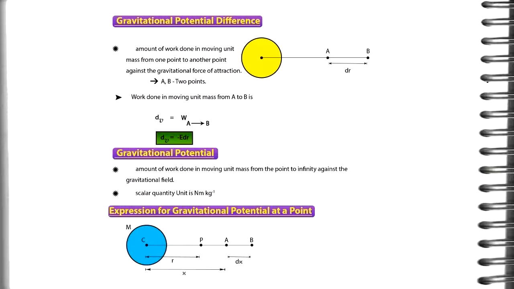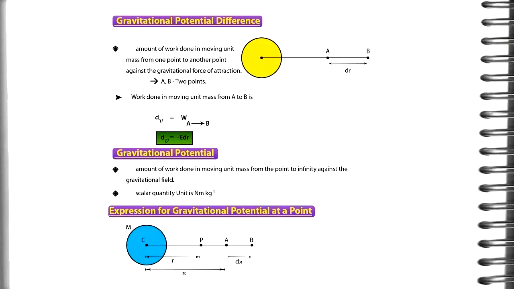Gravitational potential difference. You can observe the diagram. The amount of work done in moving unit mass from one point to another point against the gravitational force of attraction, which are A, B, 2 points. Work done in moving unit mass from A to B is dV equal to W A to B, dV equal to minus E dr.